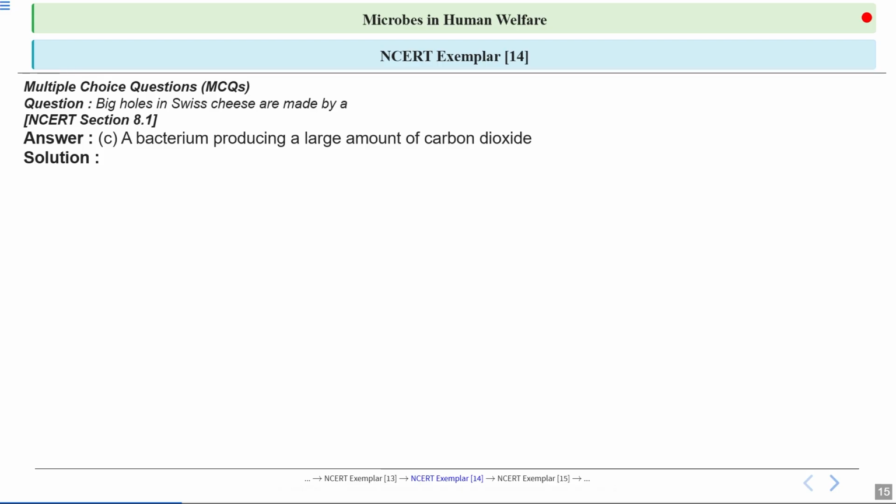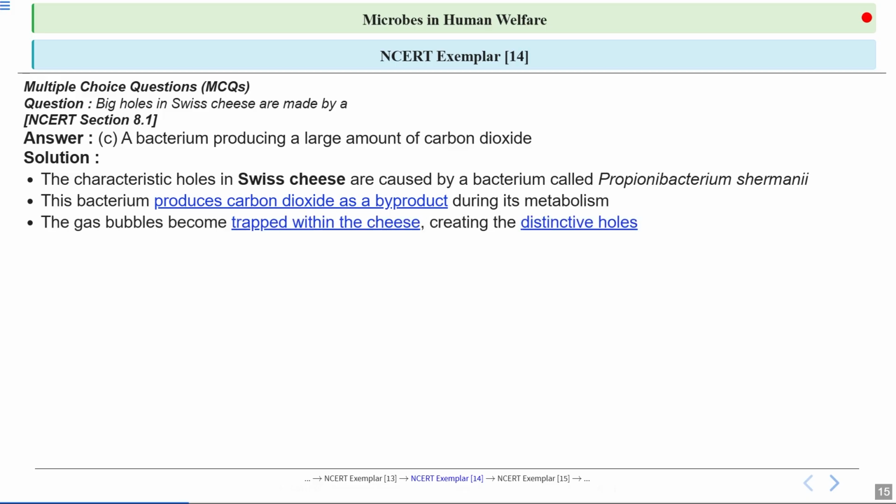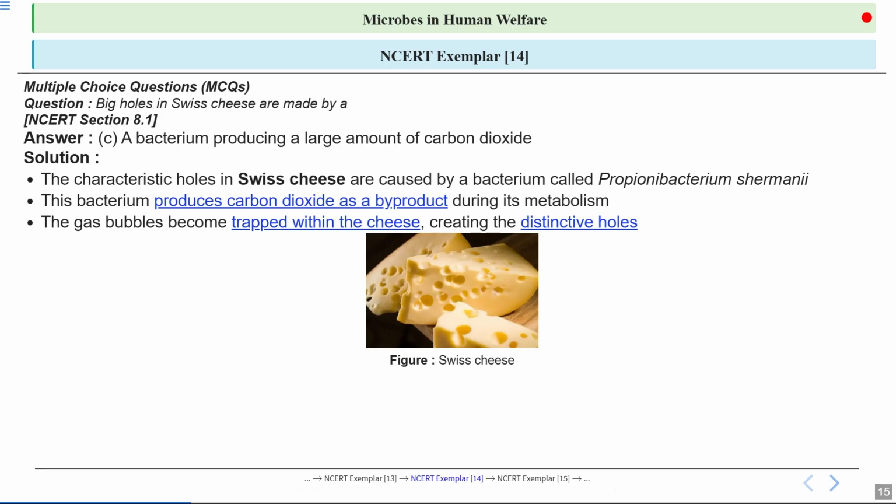A bacterium producing a large amount of carbon dioxide. The characteristic holes in Swiss cheese are caused by a bacterium called Propionibacterium shermanii. This bacteria produces carbon dioxide due to the process of fermentation. Carbon dioxide is produced basically as a byproduct during the fermentation process. This carbon dioxide creates holes in the Swiss cheese. These gas bubbles become trapped within the cheese, creating the distinctive holes. Here in this image, you can see the holes which have been created in Swiss cheese.